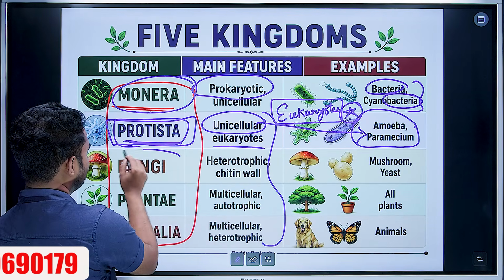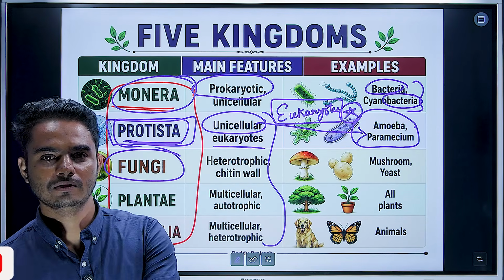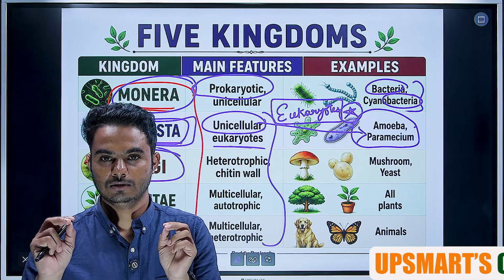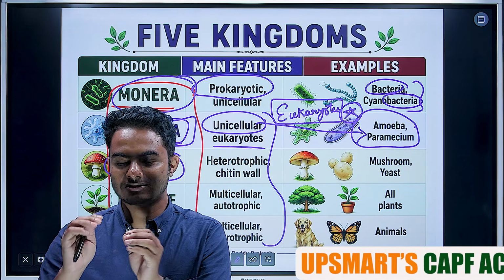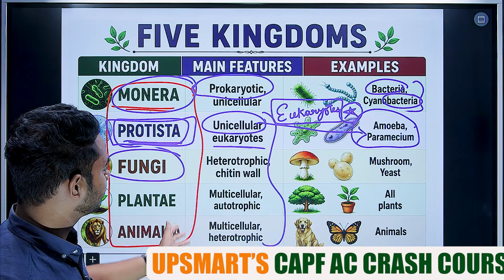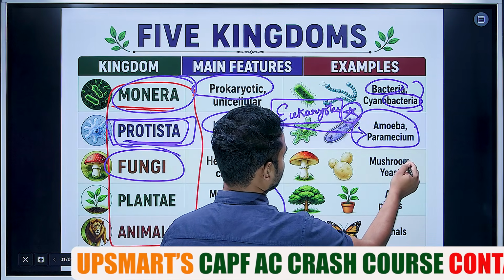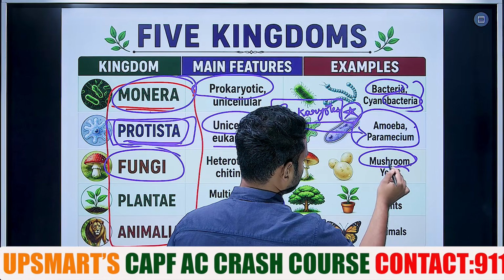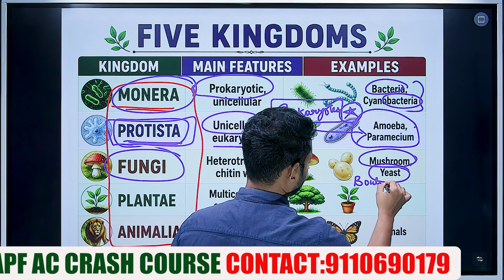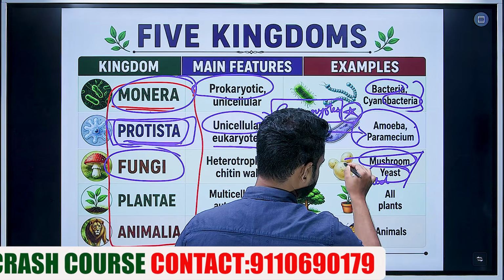Next, fungi. Sir, I know this. What you know? What is fungi? Sir, the green thread-like structures are called as fungi. Yes sir, you're right sir. But if we also see, the examples for fungi are mushroom, yeast, bread mold. All these are fungi sir.